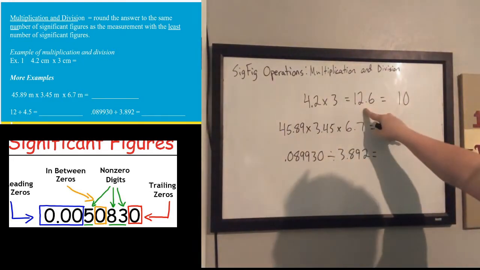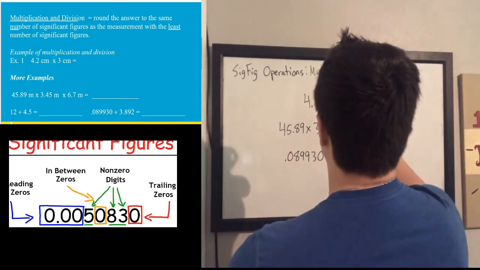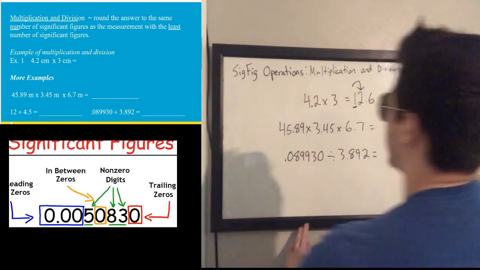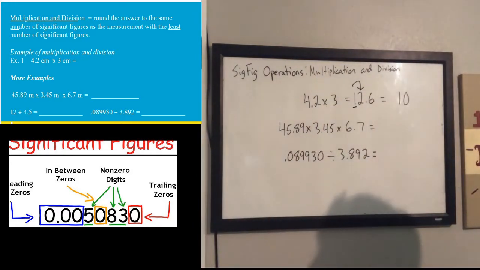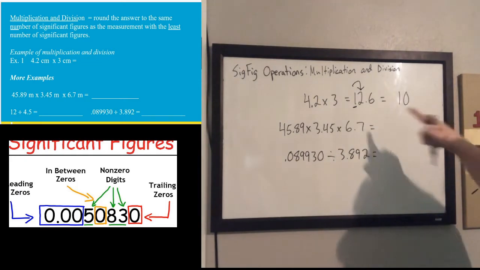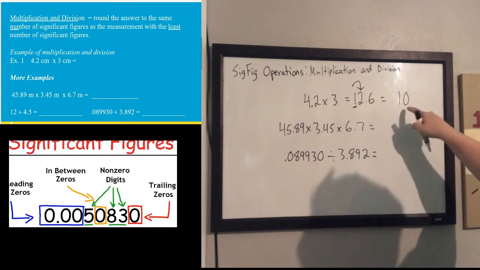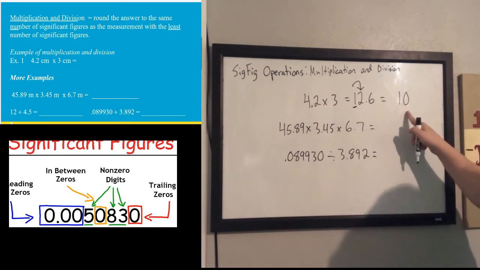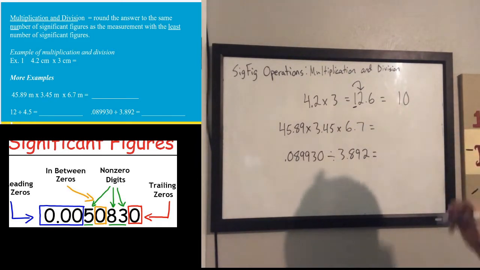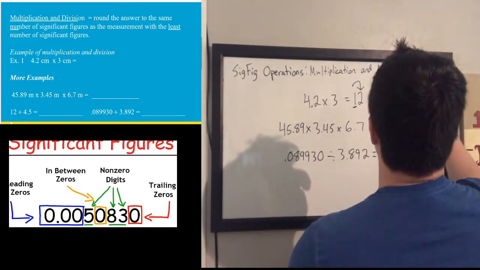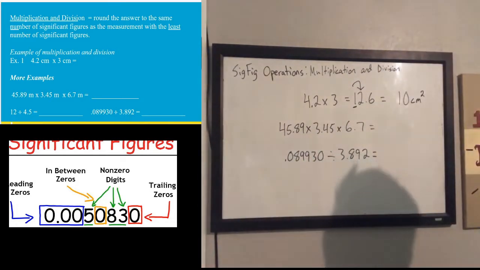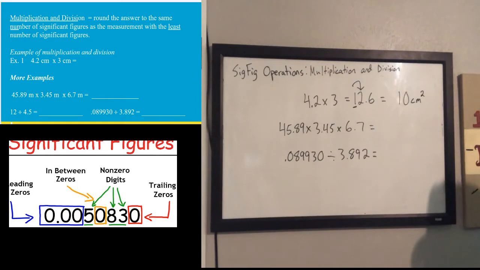So when I get 12.6, I'm going to underline the first significant figure and see if that 2 rounds me up or stays the same. I obviously stay the same, but I can't drop the value. This 1 is in the tens place. So my answer is actually 10. And if we're looking at the example in our notes, the units here were centimeters. Centimeters times centimeters is centimeters squared. Next example, 45.89 times 3.45 times 6.7.